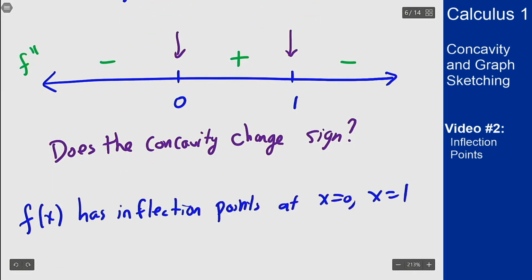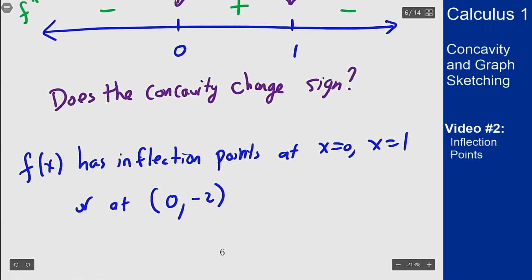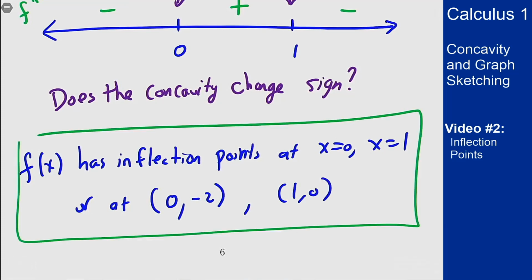And if you want to find the actual points on the graph, you can plug these back into the function f at the beginning. And these points occur at (0, -2) and at (1, 0). So that's the inflection points and how you can find them using the second derivative to determine where the concavity actually changes sign for this function.